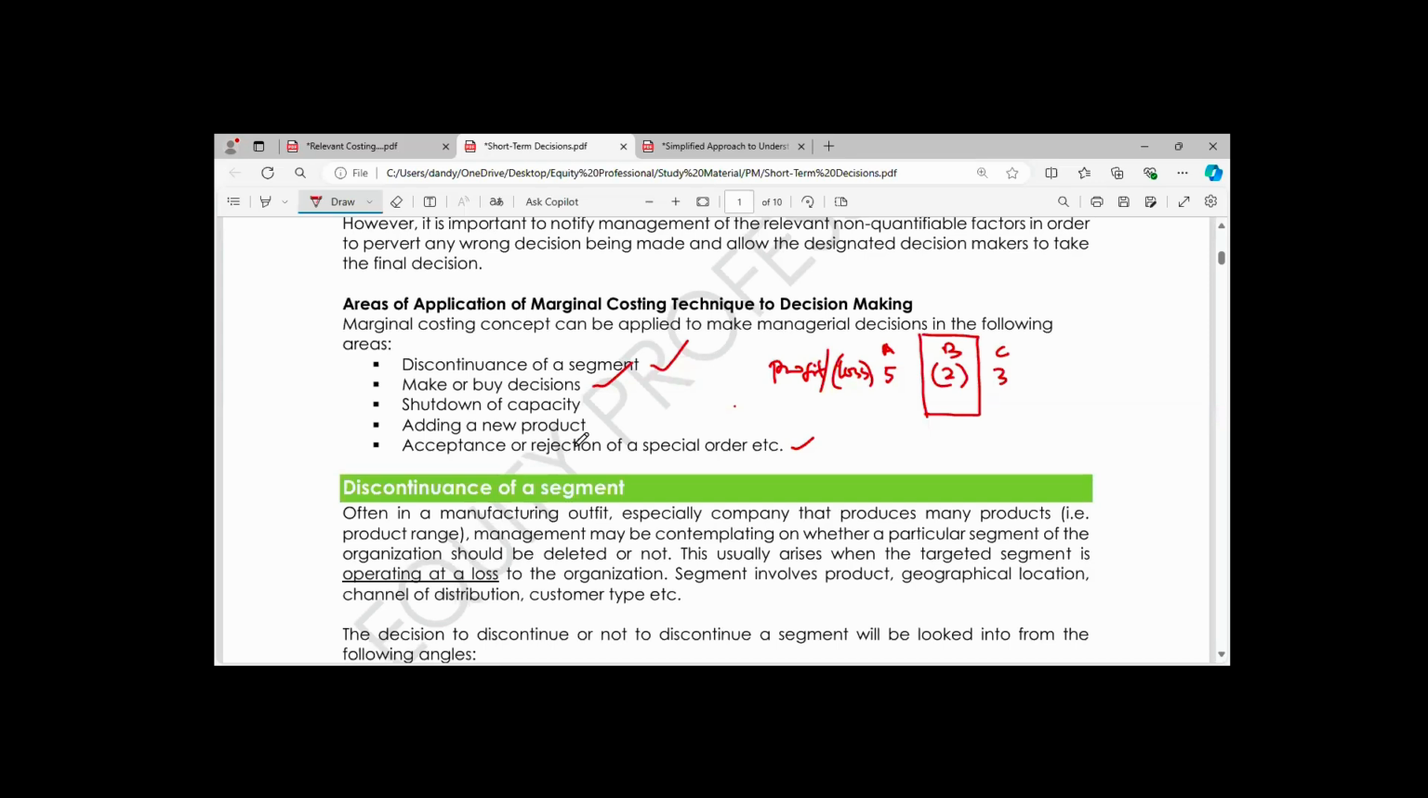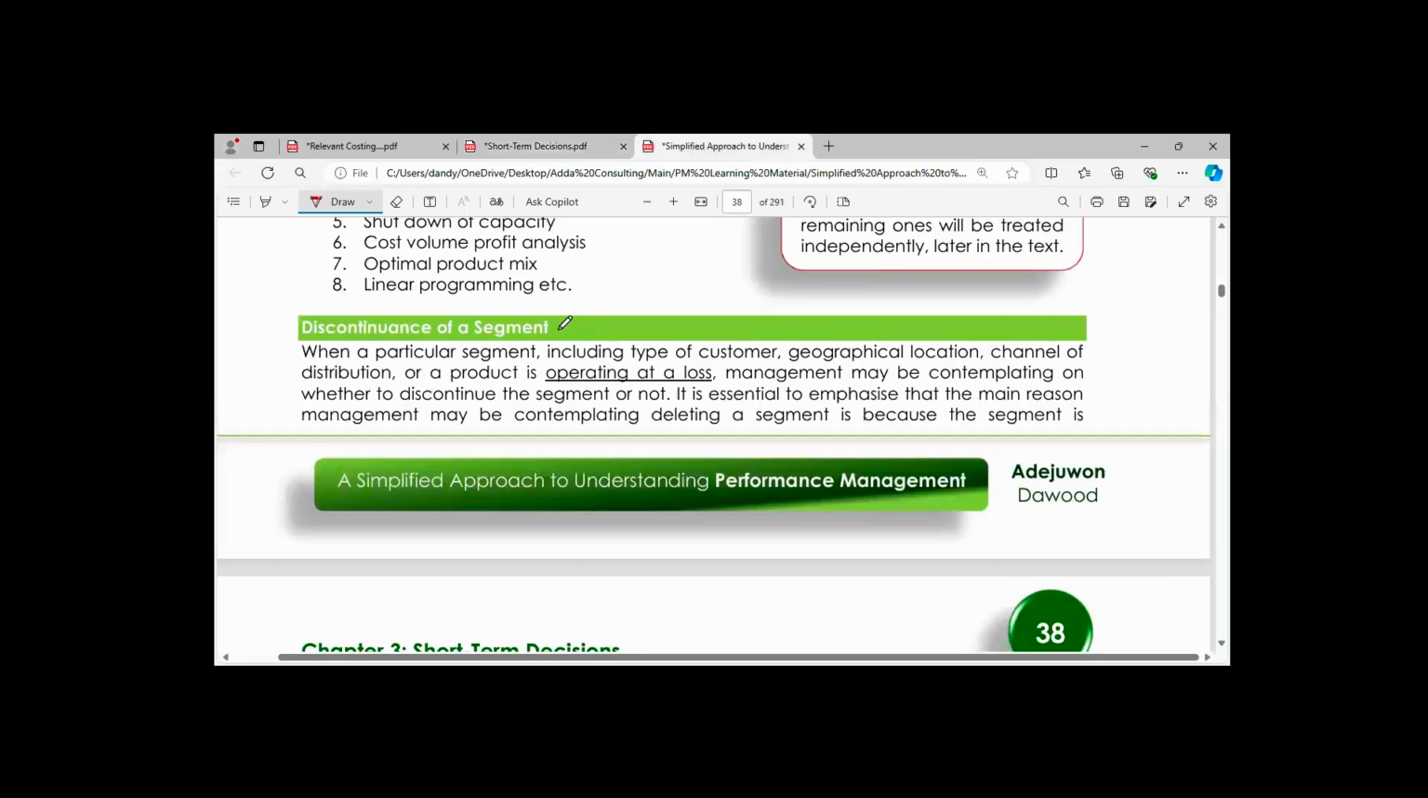So let's go ahead and explain what deleting of a segment is all about in detail. When it comes to deleting of a segment, when a particular segment, including a type of customer, a product, channel of distribution, or geographical location, is operating at a loss. A segment can be a type of customer, a geographical location, a product, or a channel of distribution.